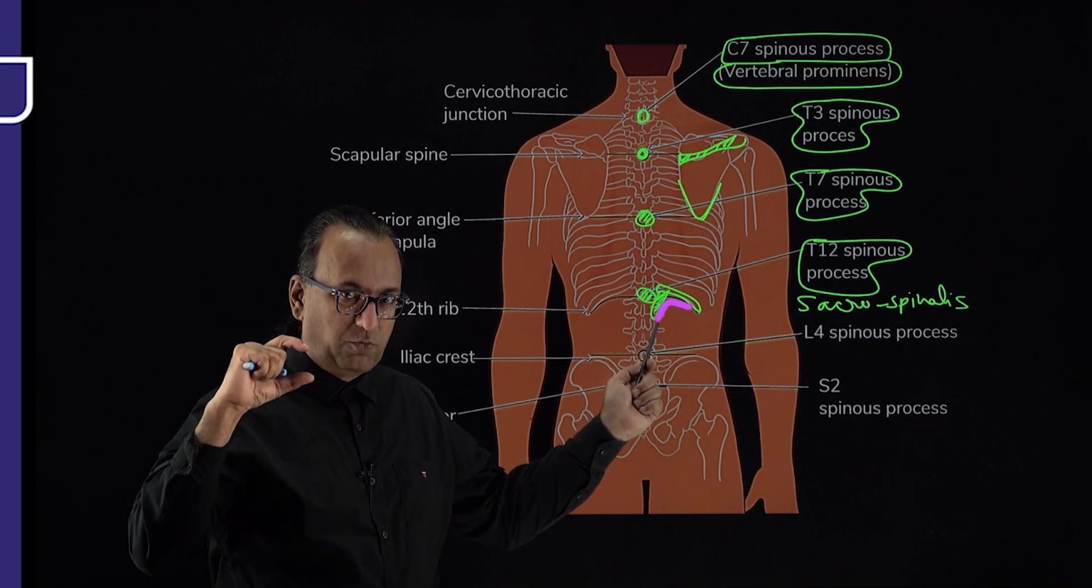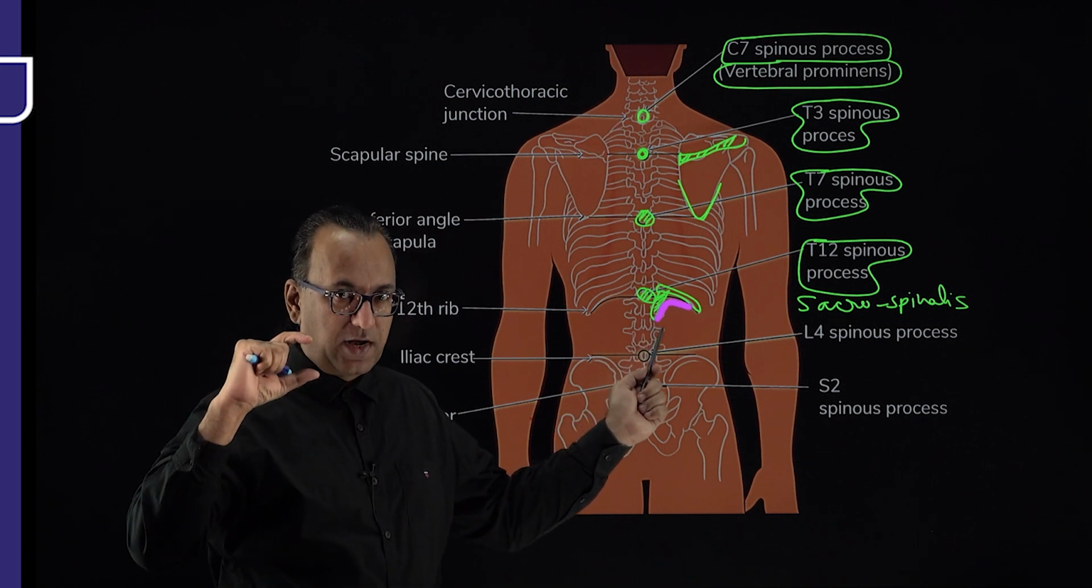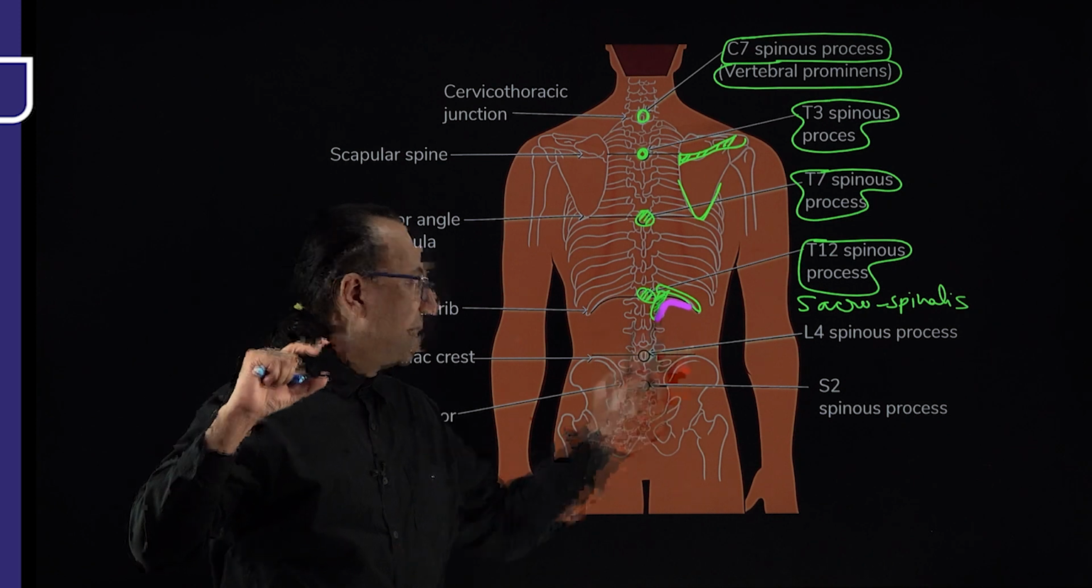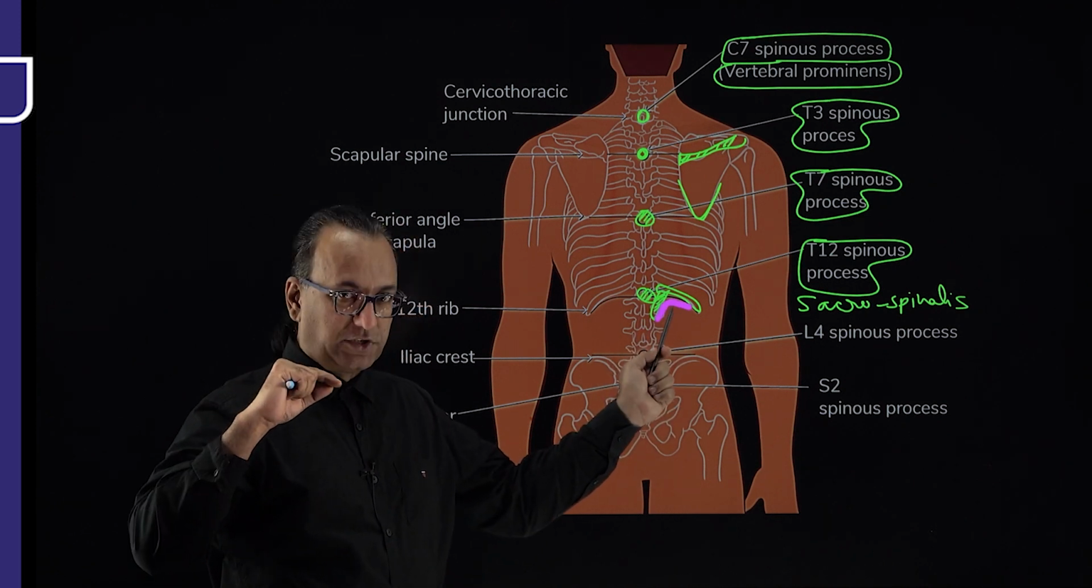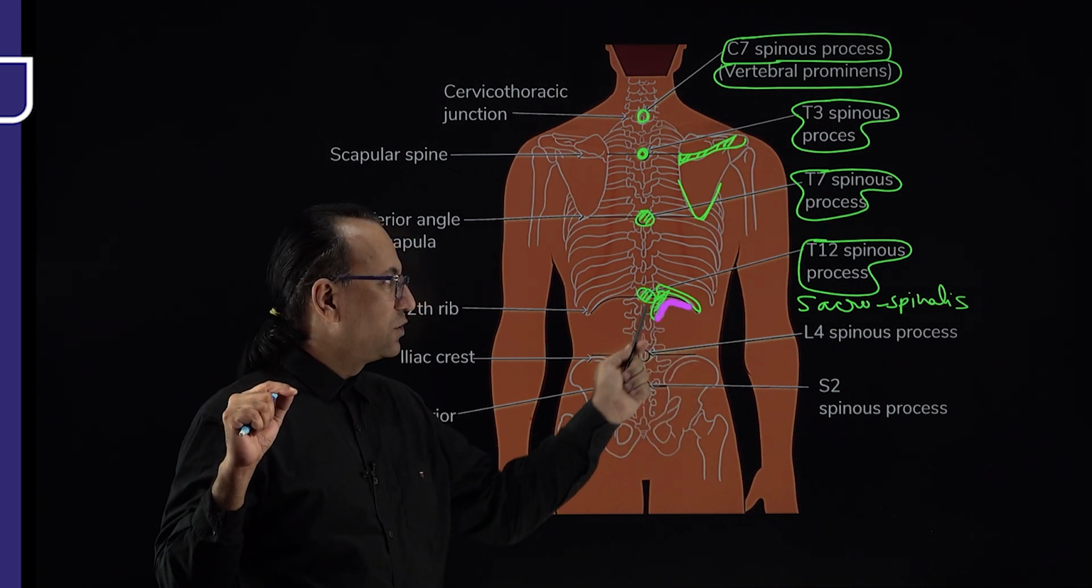The dermatome is the T12 dermatome, that is the root value of the kidney. So renal colic begins here in the renal angle, which is the angle between the 12th rib and the sacrospinalis part of the erector spinae.